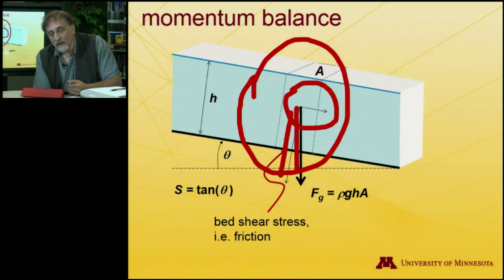And that's the way it works as long as the flow is in steady motion. So it's not accelerating, therefore the sum of the forces acting on it is zero. And in this case, we've said these are the only two forces, so they have to balance one another. So we are looking at a balance between the downslope component of gravity and the bed shear stress.